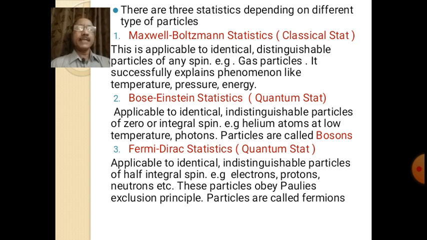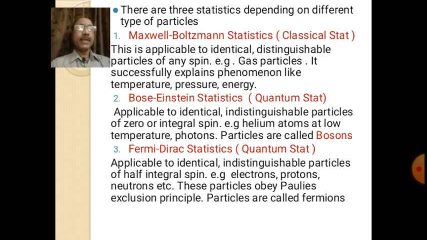Third kind of statistics is the Fermi-Dirac statistics, and the particles obeying such type of statistics are called fermions, where we call electrons fermions, isn't it? So, this is again a quantum statistics. This statistics is applicable to identical indistinguishable particles of half integral spin. For example, electrons, protons, neutrons etc. These particles obey Pauli's exclusion principle, isn't it?